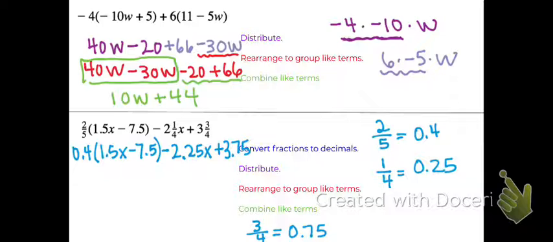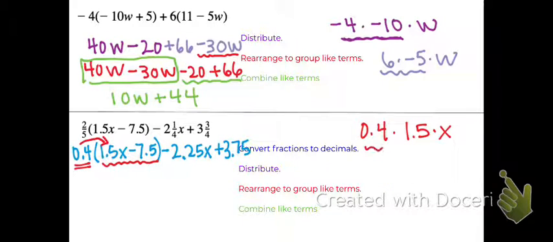So I'm going to take the number outside of the parentheses, and I'm going to distribute it to each number inside of the parentheses. So 0.4 times 1.5 times x, I can multiply the 0.4 times the 1.5, and I get 0.6. So that's 0.6x. And then 0.4 times -7.5, that's going to be negative. When I put that in my calculator, I get 0.3. And then everything else stays the same.